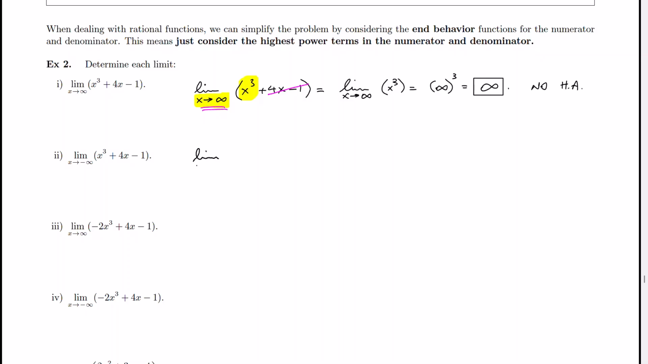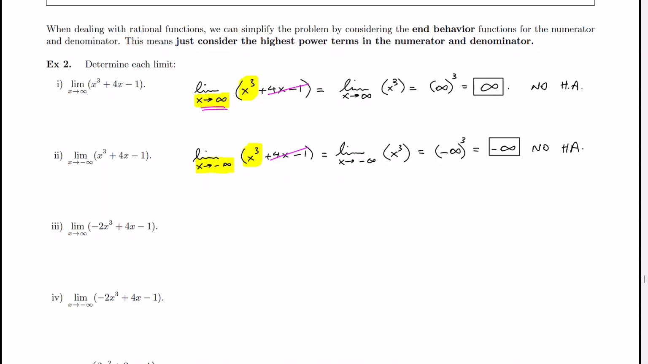Similarly, if I'm taking the limit as x goes to negative infinity of x cubed plus 4x minus 1, since the limit has x approaching negative infinity, I'm going to ignore everything except the leading term. So I'm going to ignore the 4x and the negative 1, and I'm just going to take a look at what happens to the limit as x goes to negative infinity of x cubed. In this case, it's a negative raised to the power of 3, so it's a negative infinity solution. And again, that implies that the function we're working with, x cubed plus 4x minus 1, has no horizontal asymptote, unfortunately.